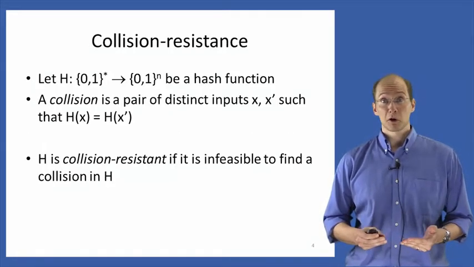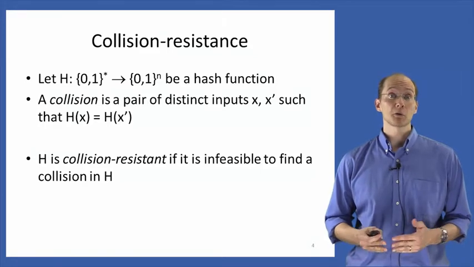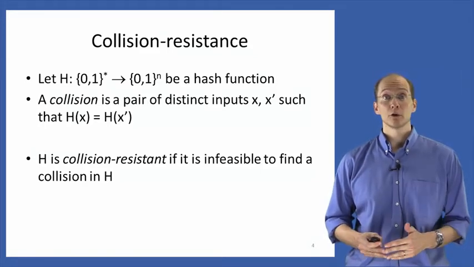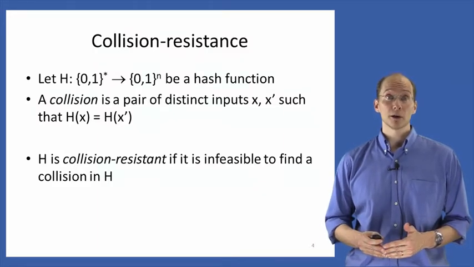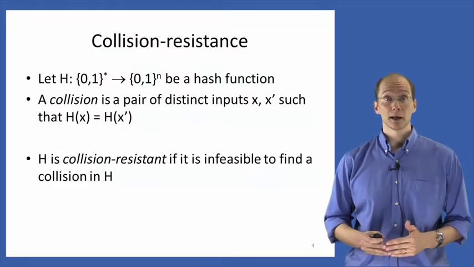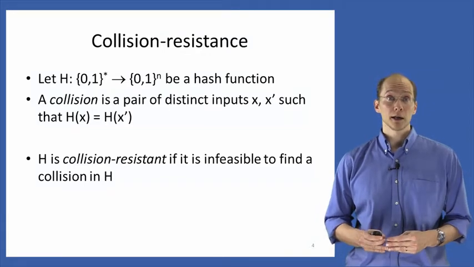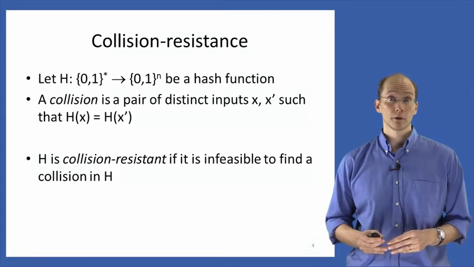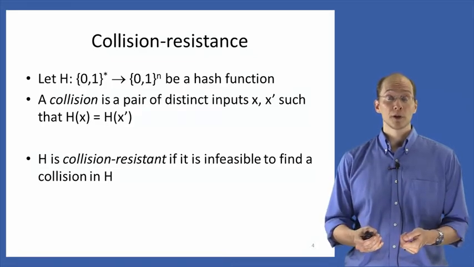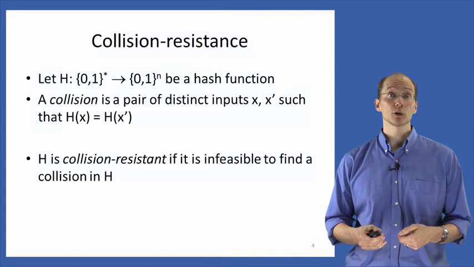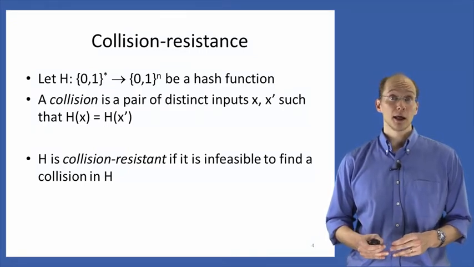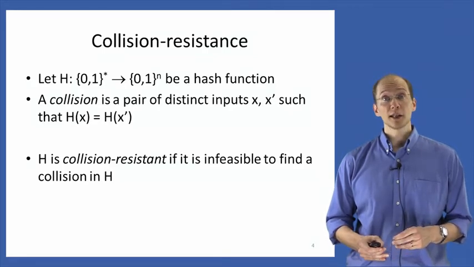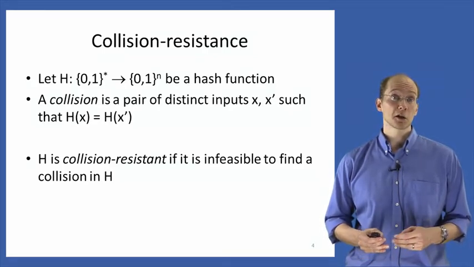Let h be a hash function. So again, that means that it takes arbitrary length inputs, here denoted by {0,1}*, and produces some fixed length output, here an output of length n bits. A collision in h is a pair of distinct inputs, x and x prime, whose digests are equal. That is, for which h(x) is equal to h(x prime). And we'll say that hash function h is collision resistant if it's infeasible to find a collision in h.